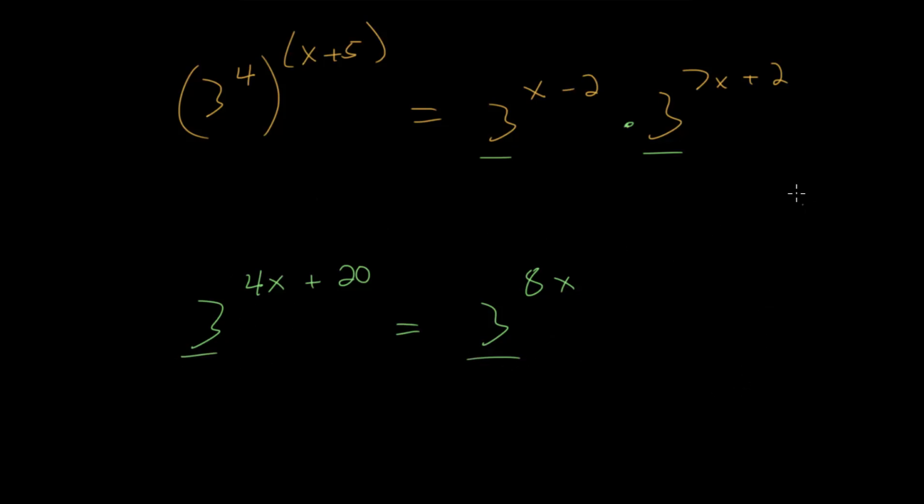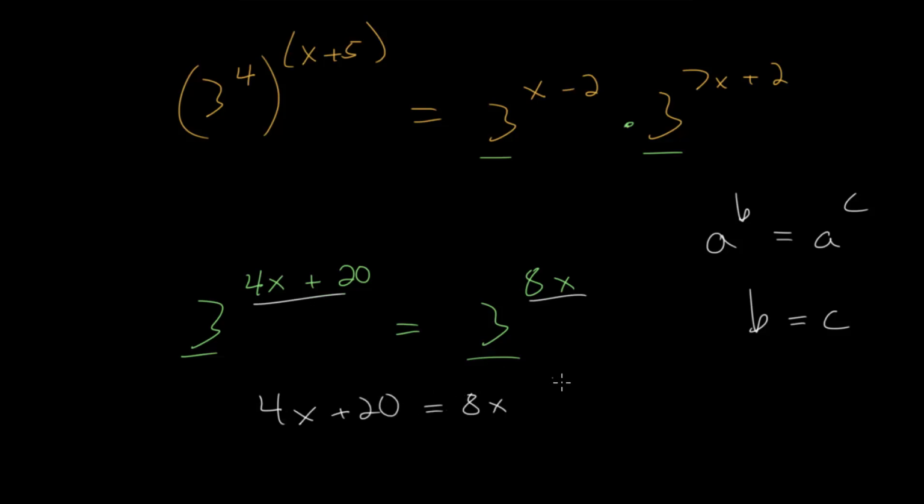And in general, if we have, let's say, a to the b is equal to a to the c, then the exponents must be equal. If the bases are the same, then their exponents must be equal if the equation is equal. So we can just set the exponents equal to each other. We have 4x plus 20 is 8x, and solving for x, we'll subtract 4x on each side to get the variables on the same side. We get 20 is 4x, and then divide everything by 4 to find that x is equal to 5.